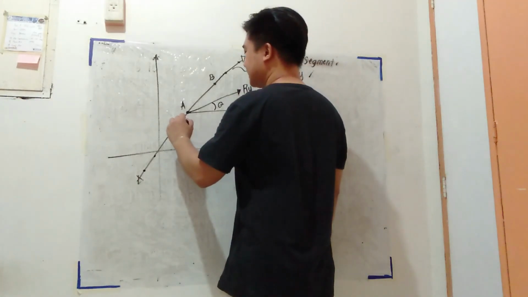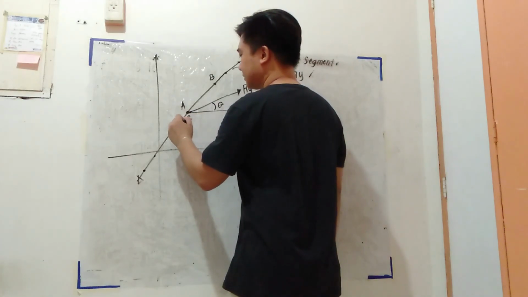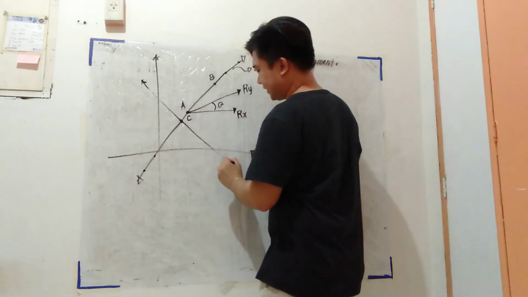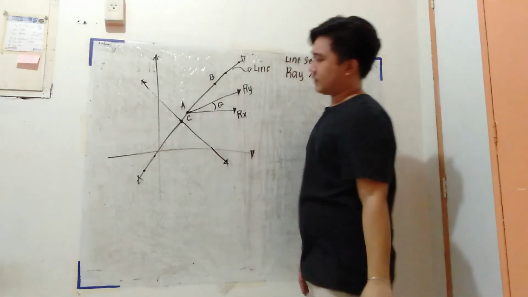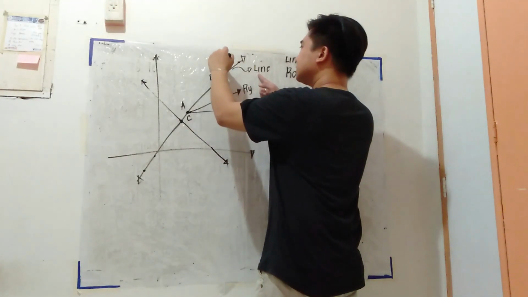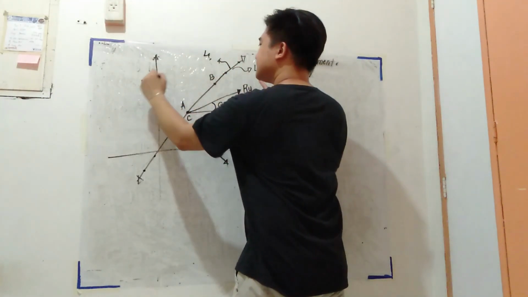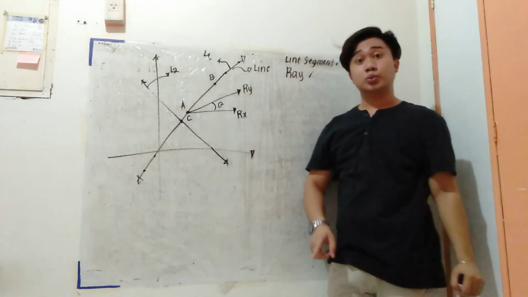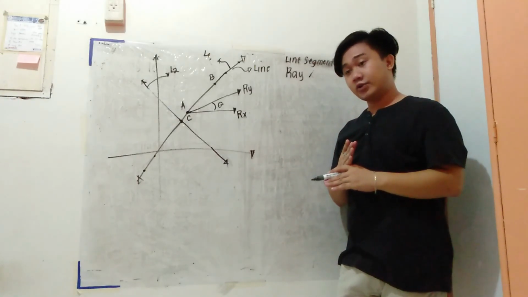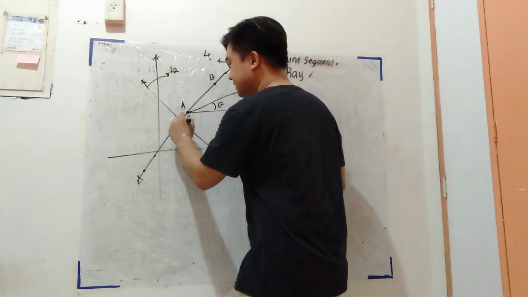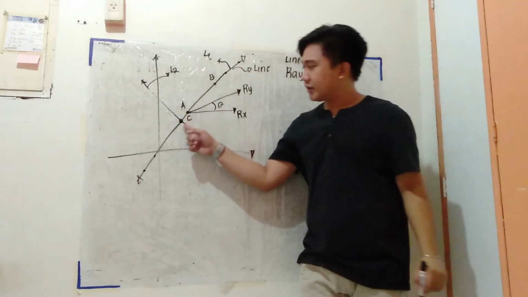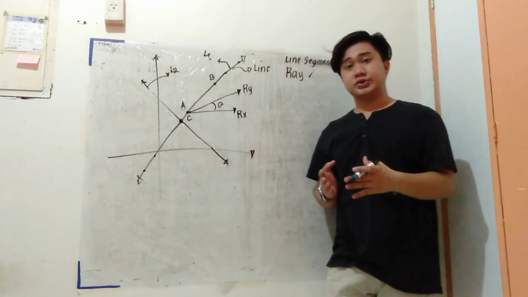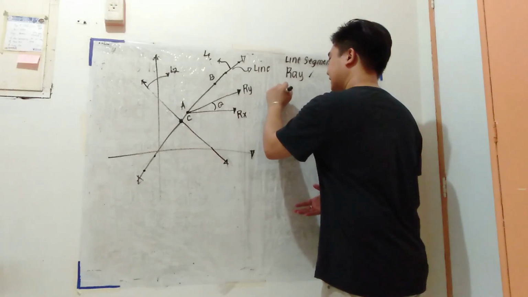Next, let's say this is point C. I extend indefinitely both sides. Okay? Let's say this is line 1, and this is line 2. What can you say about line 1 and line 2? They are intersecting, or they are meeting at a certain point. To be specific, this point is point C. Right? So, when lines have an intersection, they are called intersecting lines.